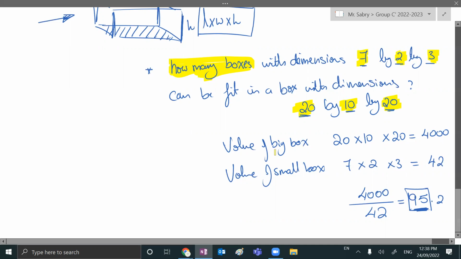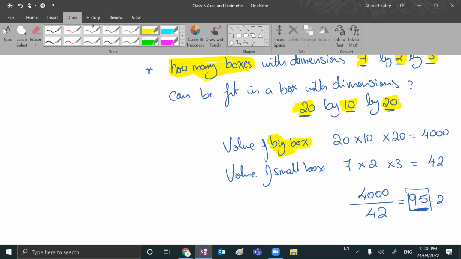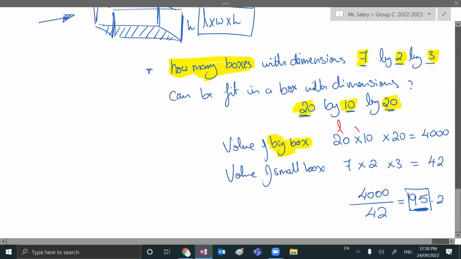Okay? Is this okay? So I'll get the volume of the big box. What's the volume of the big box? Its dimensions were 20 by 10 by 20. To get the volume, I do length times width times height, which is 20 times 10 times 20. The volume is 4,000. Is this okay?